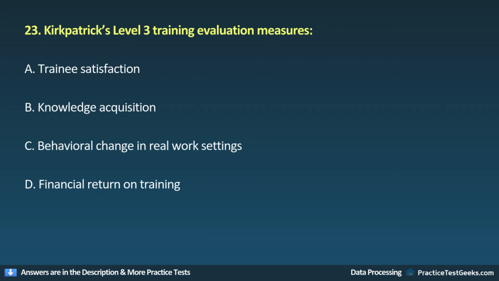23. Kirkpatrick's Level 3 training evaluation measures: A. Trainee satisfaction. B. Knowledge acquisition. C. Behavioral change in real work settings. D. Financial return on training.